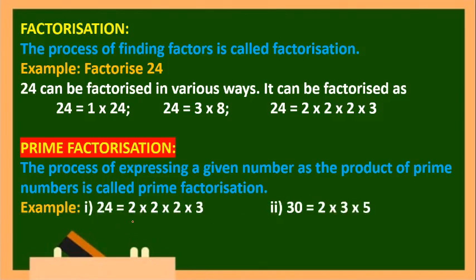Now let's see this example. 24 can be expressed as 2 into 2 into 2 into 3. These are prime numbers, so it is expressed as a product of prime numbers. In the same way, 30 can be expressed as 2 into 3 into 5, which is 2 3 times 6, 6 5s 30. So expressing a number as a product of prime numbers is called prime factorization.